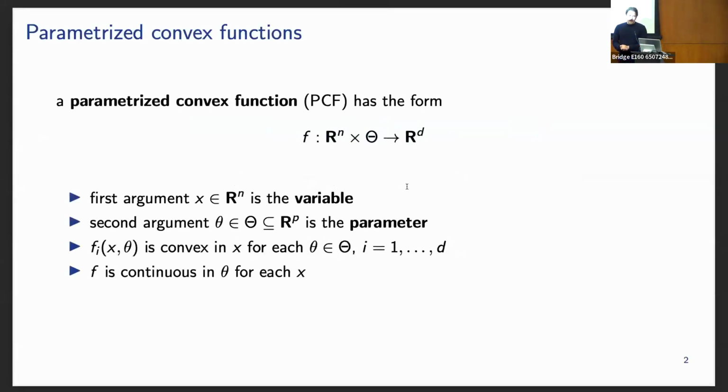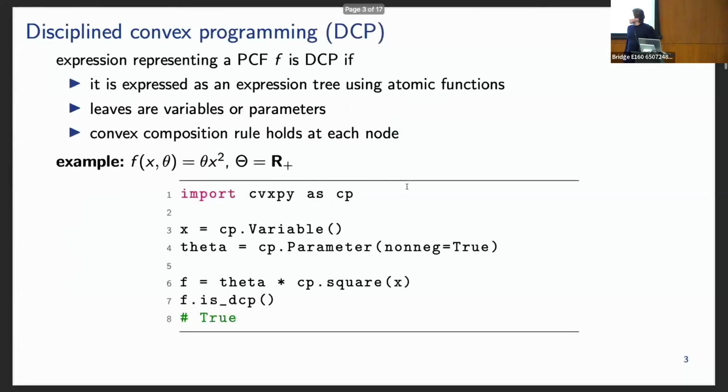A parameterized convex function is basically a function that takes two inputs. One is a variable that we call a variable. The other is a parameter, and it has an output. And we want the function to be convex in x for every parameter value theta. That's what appears in DPP, for example, which we've heard a bunch of times. I don't have to talk too much about DCP. We talked about it quite a bit, so I will skip this slide.